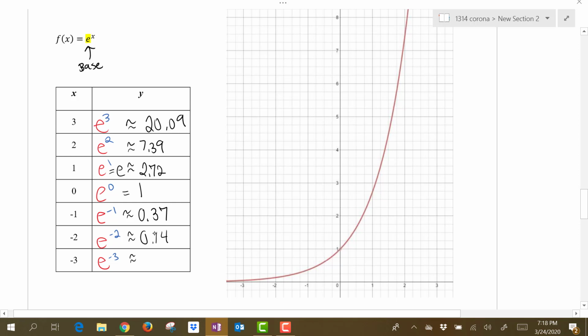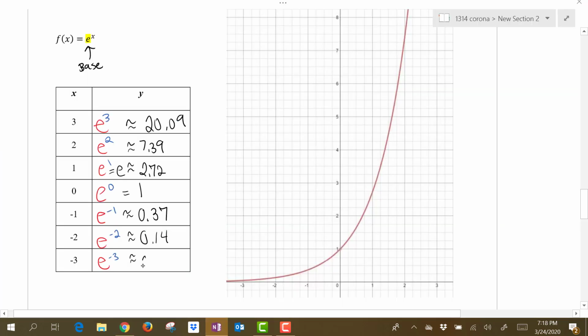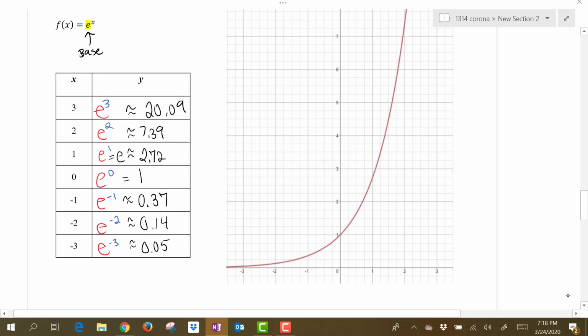Getting pretty small here. Let's go one more: e to the negative 3 power. I'm going to hit the back button here, and then delete, and put a 3 there. Looks like we get about 0.05. So really small pretty quickly. It gets really small really quickly, but then it also gets really big really quickly. E to the power of 3 is about 20. That's pretty big, pretty quick.